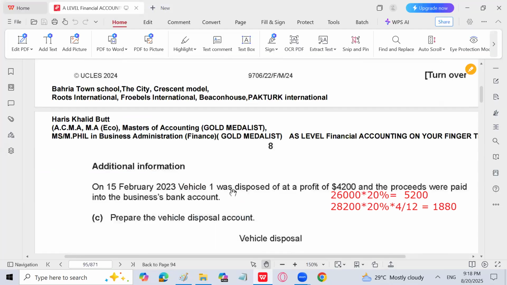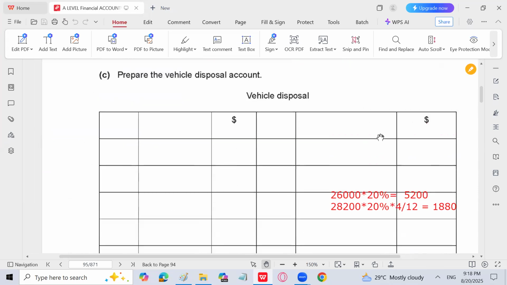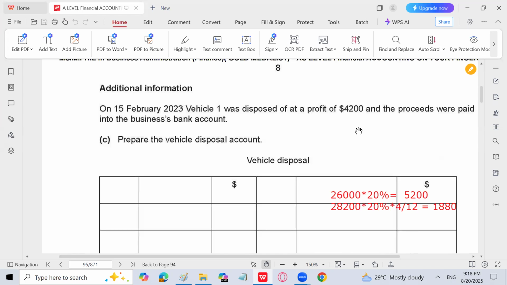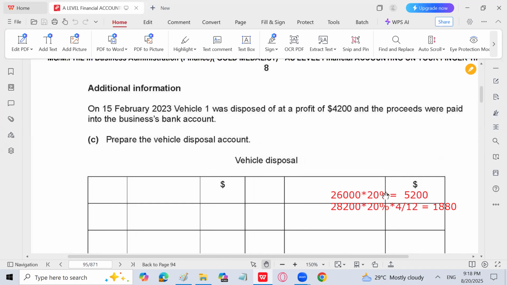Now in the next part, additional information, we have to prepare the vehicle disposal account, which is also very, very simple. It has 4 marks. Let's see. Vehicle disposal means sale of an asset. So in depreciation, whenever there is going to be sale of an asset, we prepare a separate account called asset disposal account, and asset disposal account has some entries. On 15th February 2023, vehicle 1 was disposed of at a profit of 4,200, and the proceeds were paid into the business bank account.